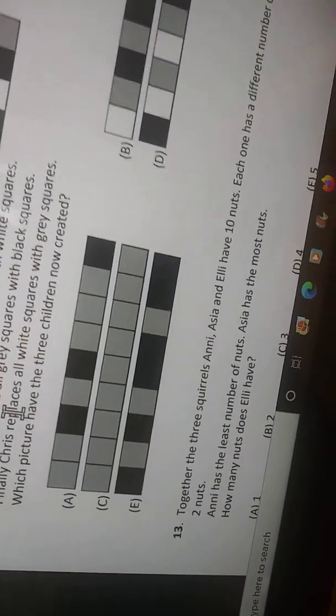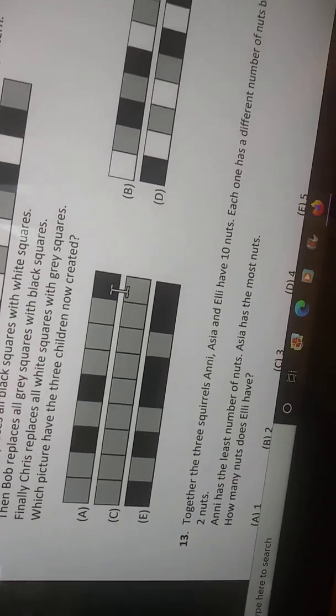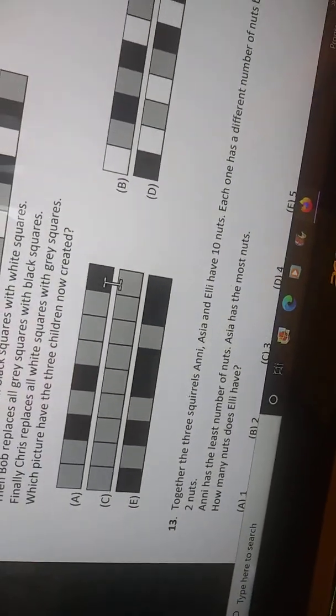And anyway, what we are going to do now is move to the final step. Finally, Chris replaces all the white squares with gray squares.